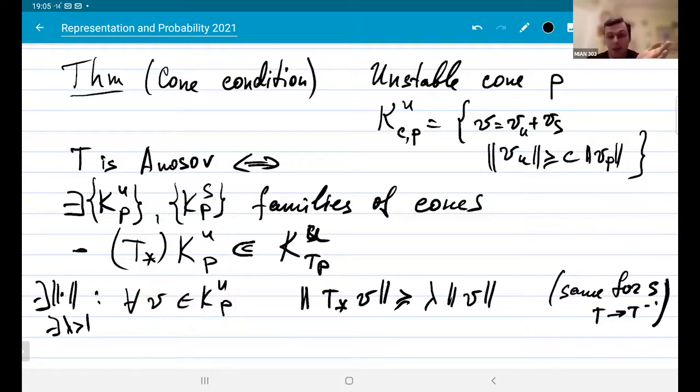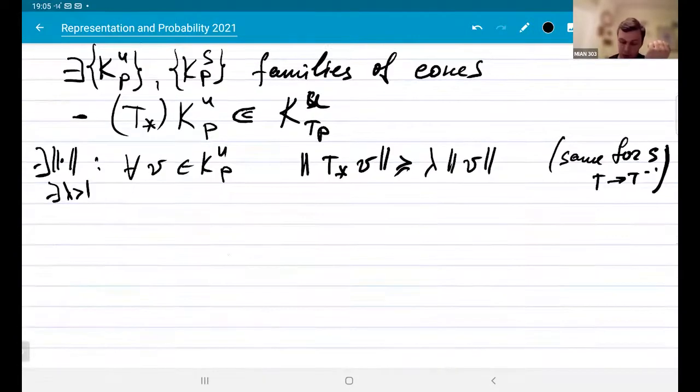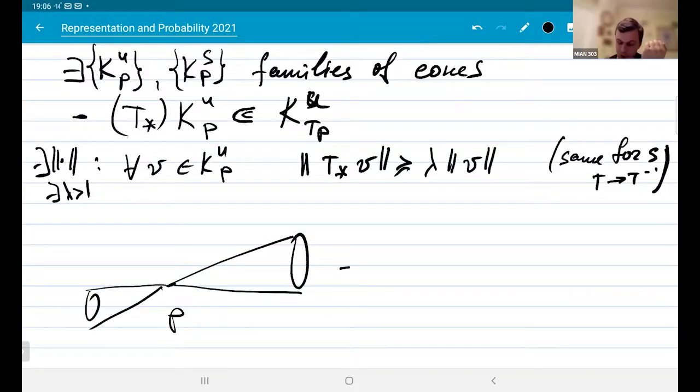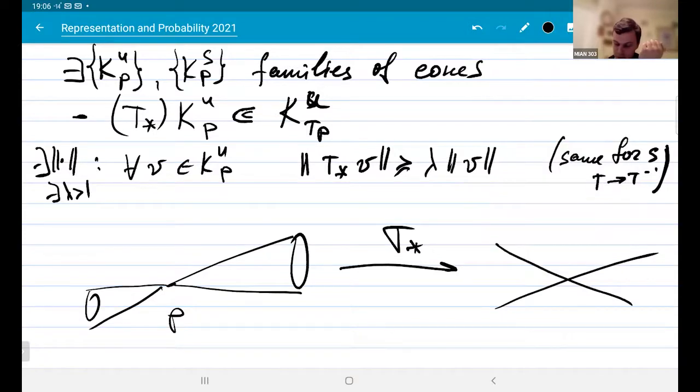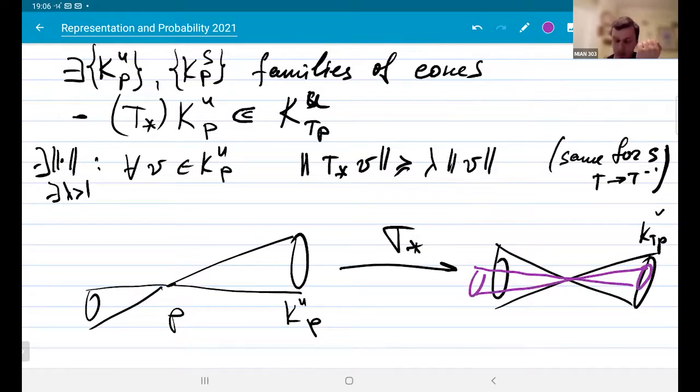And here it is quite obvious that if you perturb your map, then these conditions will still hold. Well, for example, you have a cone here at point P, and its image under T star. So we have this cone. This is K_P, and this is K_{TP}. And its image is some cone that goes like this, lies inside it. And you have some stretching.